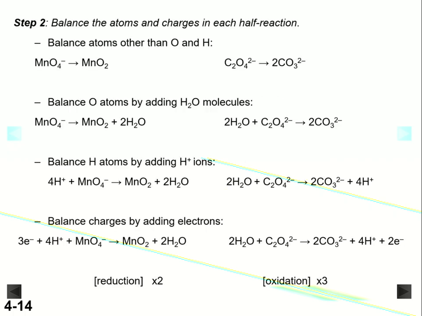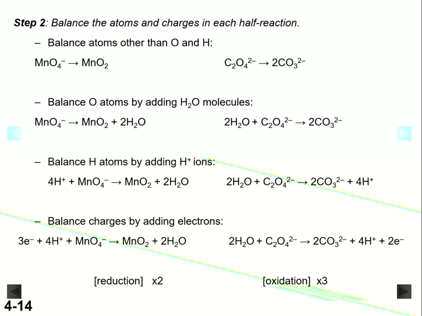So the full process then for balancing the half reactions is as follows. First off, we have the permanganate going to the manganese 4 oxide. Those two manganese atoms are balanced. For the oxalate to go to carbonate, we need to stick a 2 in front of the carbonate. That's our first step. Now the carbons are balanced.